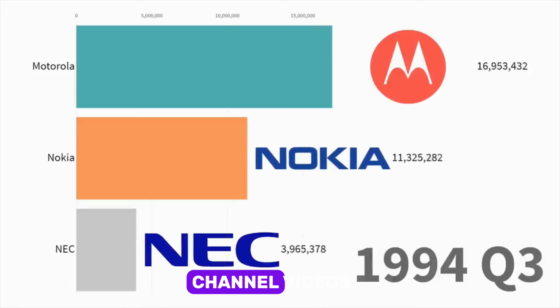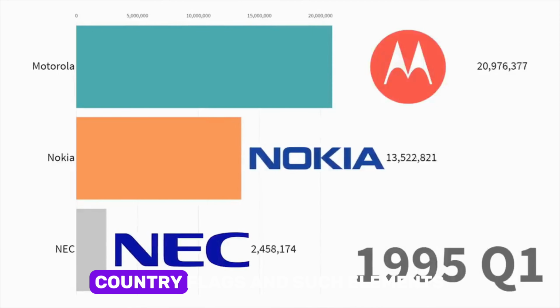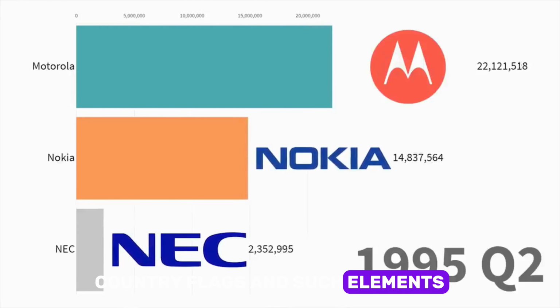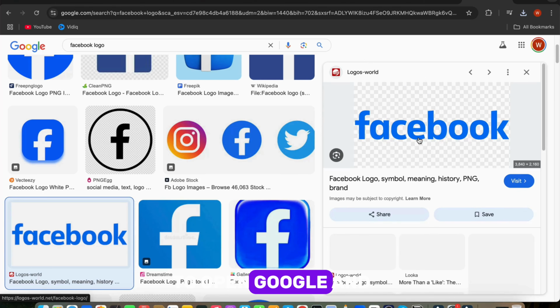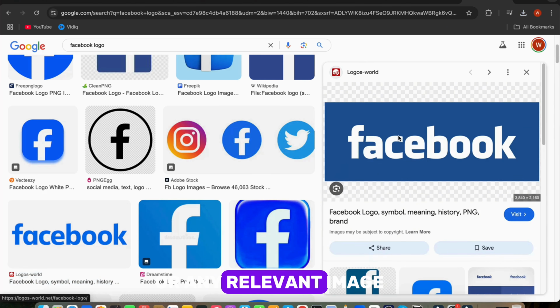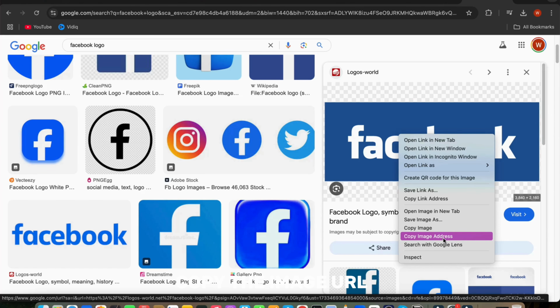Now, in all these channel videos, you must have noticed that they also add brand logos, country flags, and such elements. So, should you do the same? Why not? You need to open Google and search for the logo or any relevant image of the company or data you're using. Once you find it, copy the image URL.